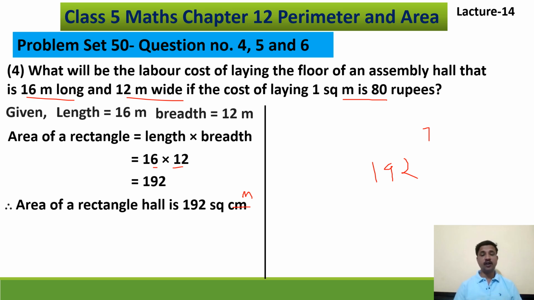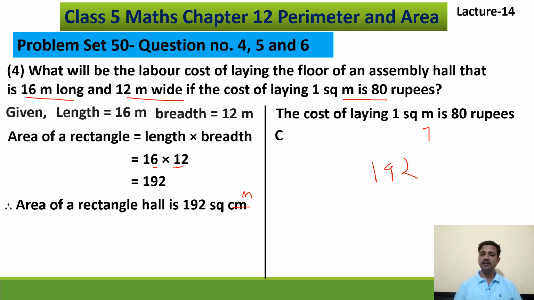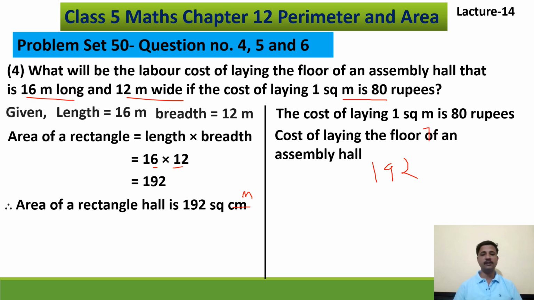The cost given to us is 80 rupees per 1 square meter. So we multiply 192 multiply 80. The cost of laying 1 square meter is 80 rupees. Cost of laying the floor of the assembly hall equals 192 multiply 80.